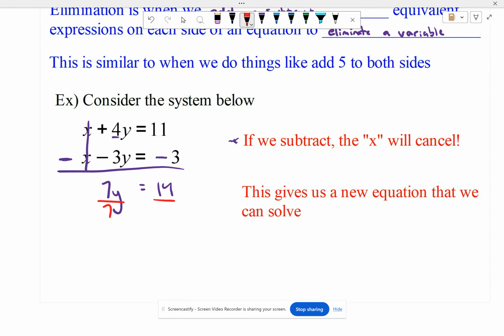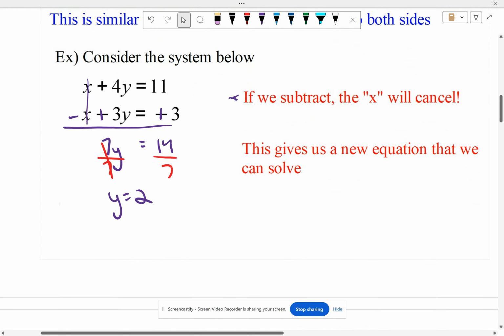From here we're pretty good. Just divide both sides by 7, and 14 divided by 7 is 2. One little trick that I use when I'm subtracting equations from each other is I know all the signs are going to change. So I'll make that a negative, I'll make that a plus, and that a plus, because in my mind, now I just combine like terms. 4 and 3 gives me 7, 11 and 3 gives me 14, and x minus x gives me 0. So when you're subtracting, you can just change all the signs.